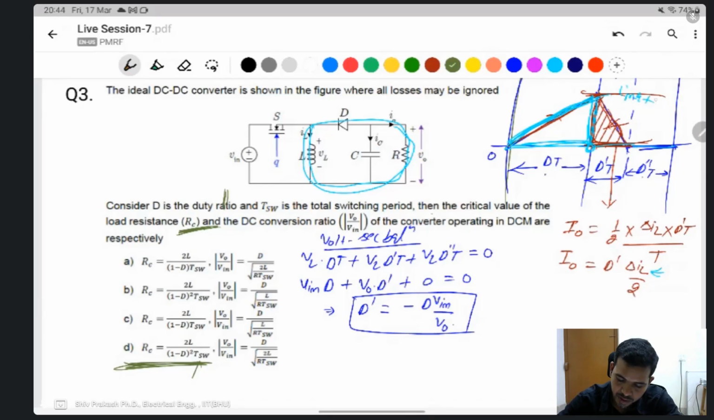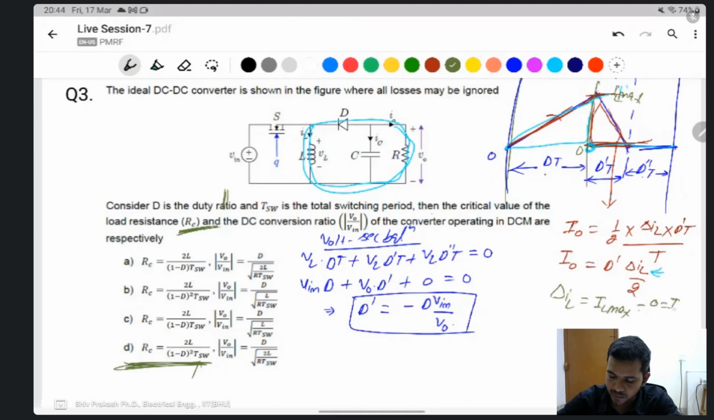See, this one is a 0 value. If this one is 0 and this one is I max, then delta IL will be IL max minus 0. It will be the same as the IL maximum. What is the maximum value? Same as delta IL. In this continuous conduction, what is the delta IL?